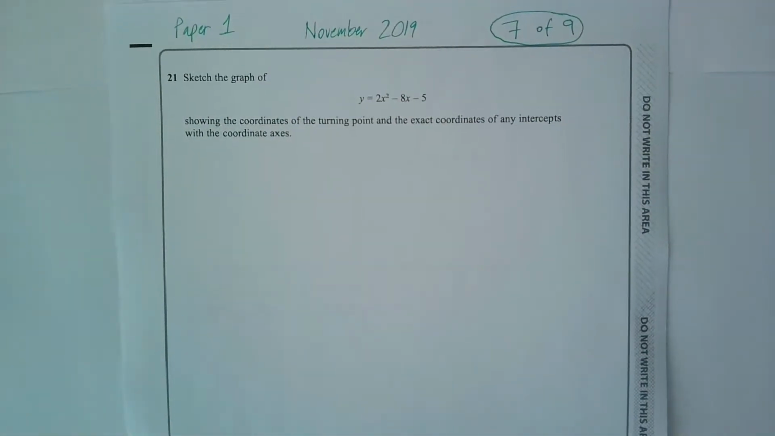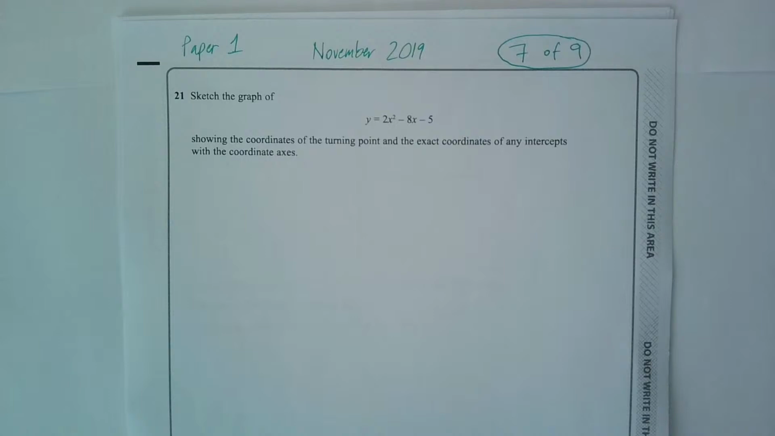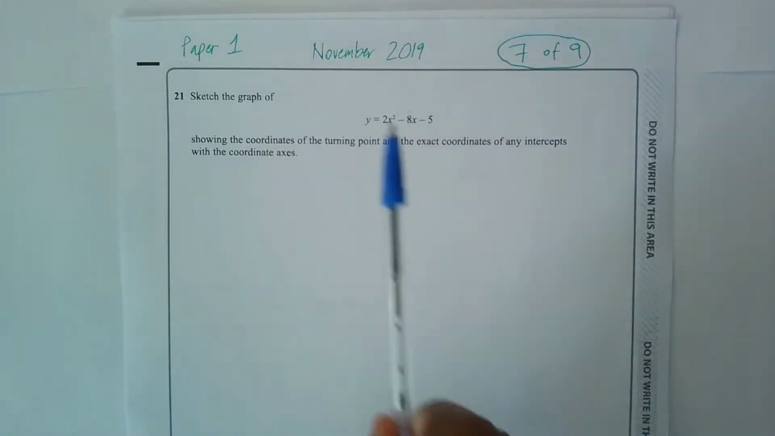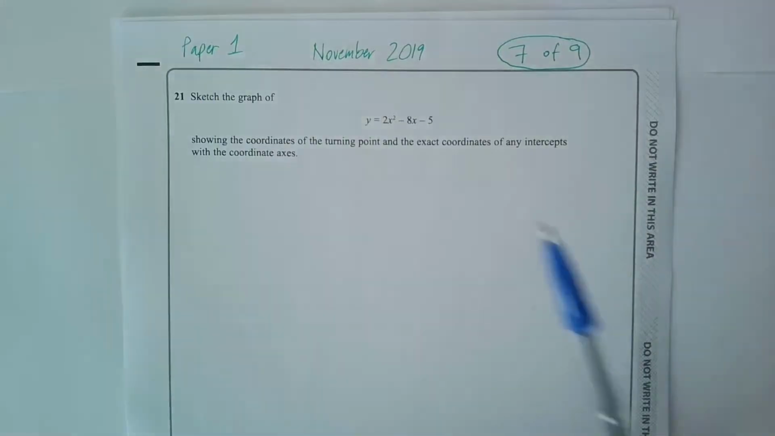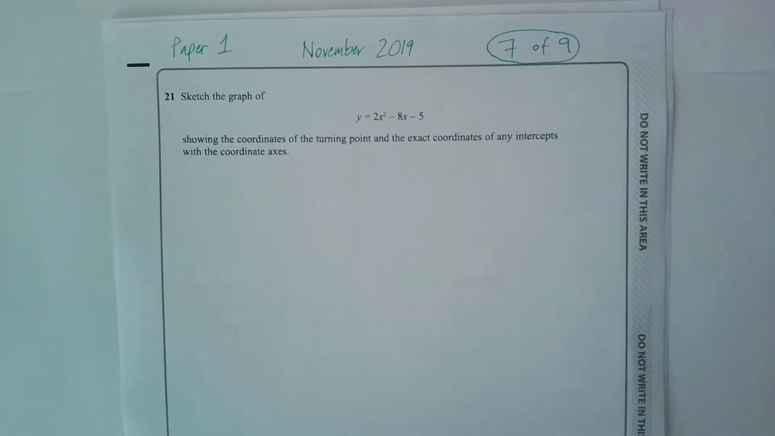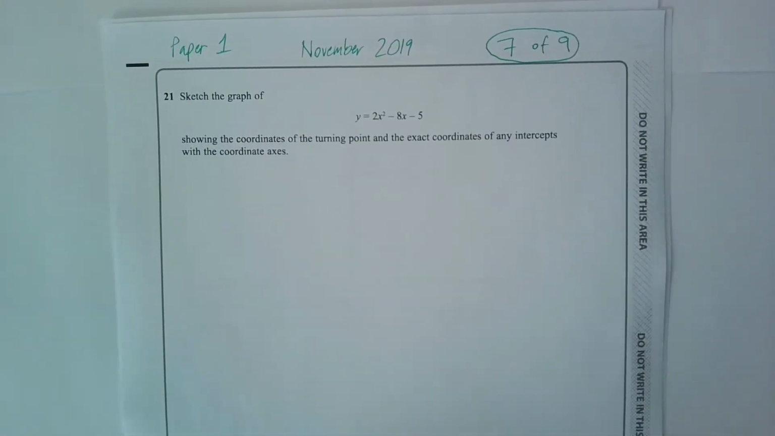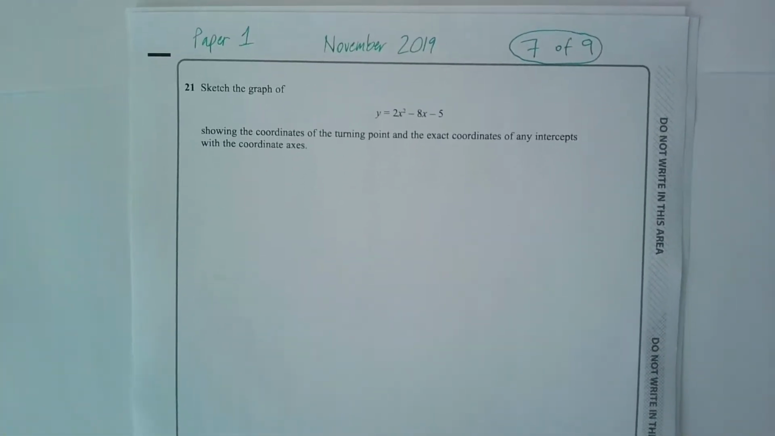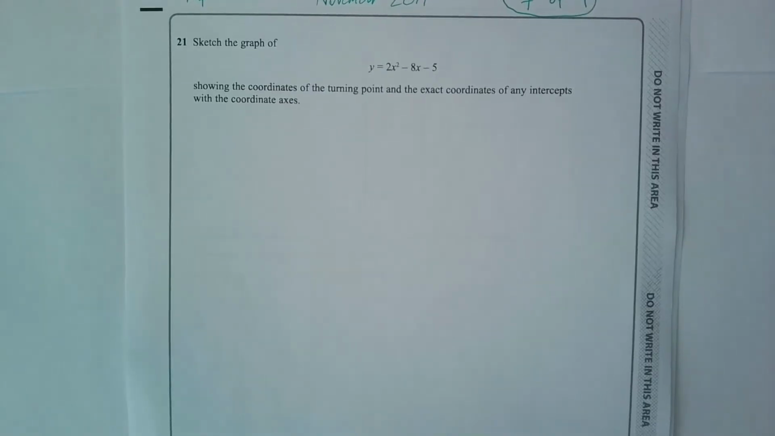Here is the next question. This is question 7 of 9, and this is from November 2019, paper 1. This question is worth a whopping 5 marks, quite a lot of marks. So press pause, have a go, and when you are ready, you can press play for the answer.